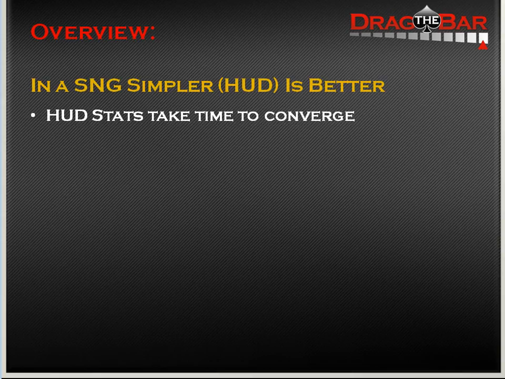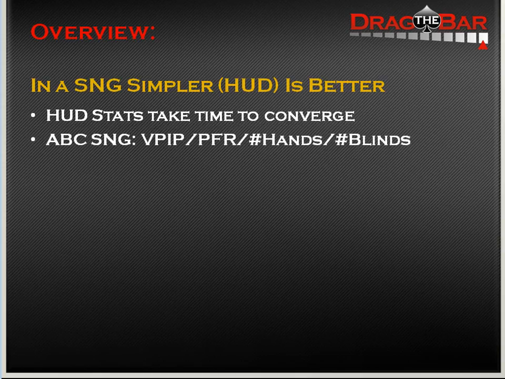So in ABC SNG, we talk about how using just two basic stats, VPIP and preflop raise, we can profile players and at least bin them into categories of whether they're good or bad players. Then we also added the number of hands stat, which tells us how much we can rely on our reads of VPIP and PFR. And we've got a number of blinds stat, which basically just tells us our effective stack size so that we can make good push-or-fold decisions.